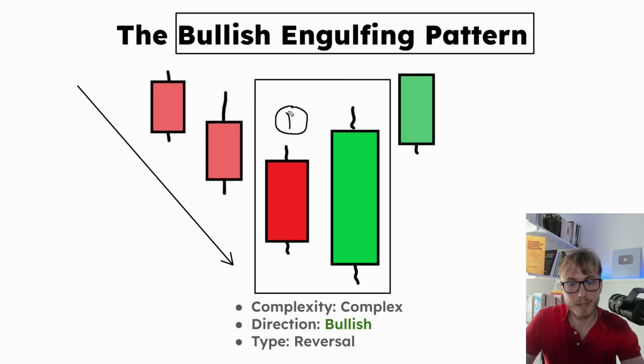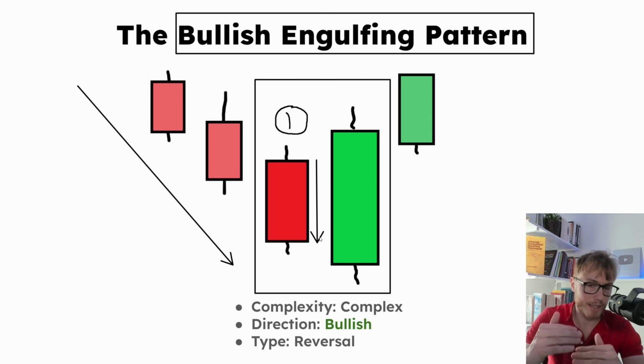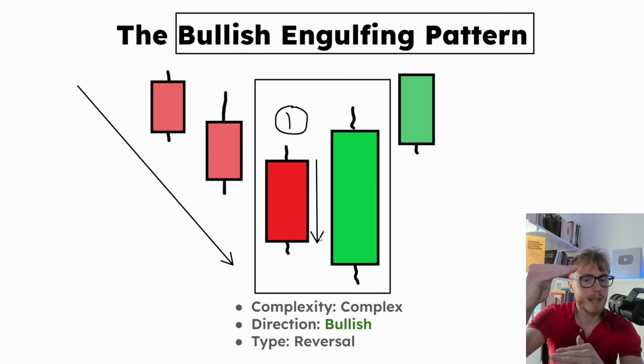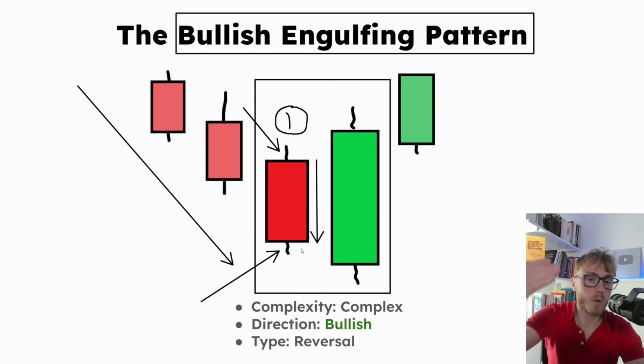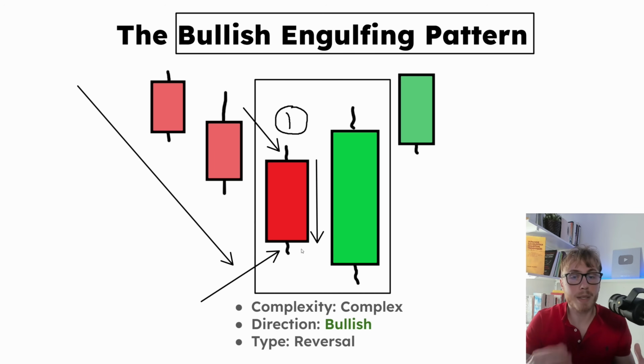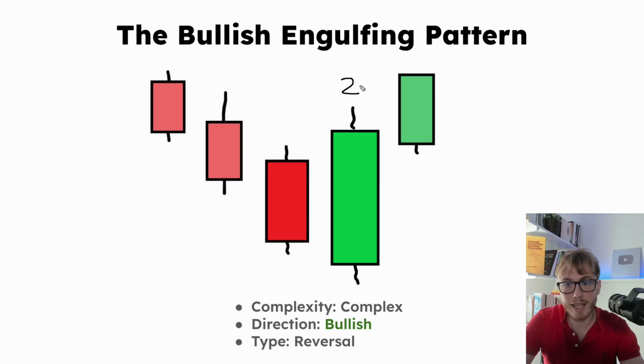The first candle in this pattern is a red one, and preferably we want the real body of the red one to be relatively small. It doesn't have to be super small, but it's often a good sign when we have a small real body. As for the wicks here, it doesn't matter too much. These wicks can be longer or shorter. It will not have a big impact on the pattern. The next candle of the pattern here is more important. It's this green candle right here.